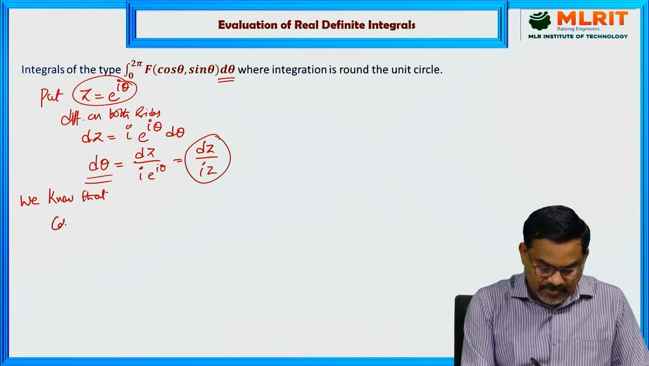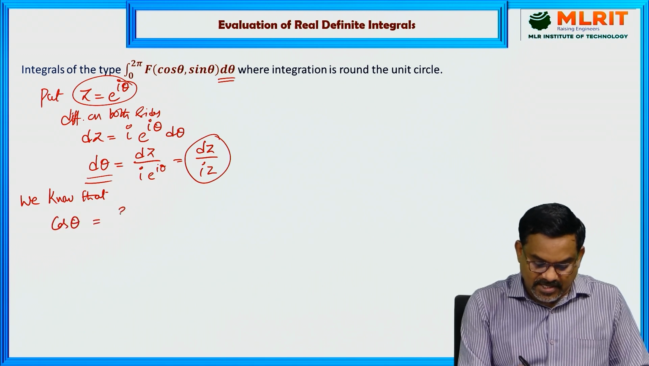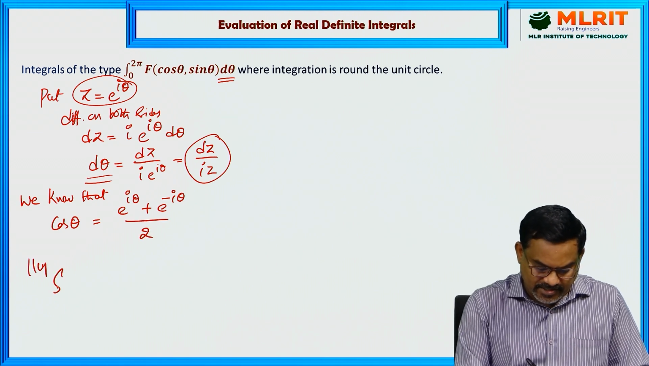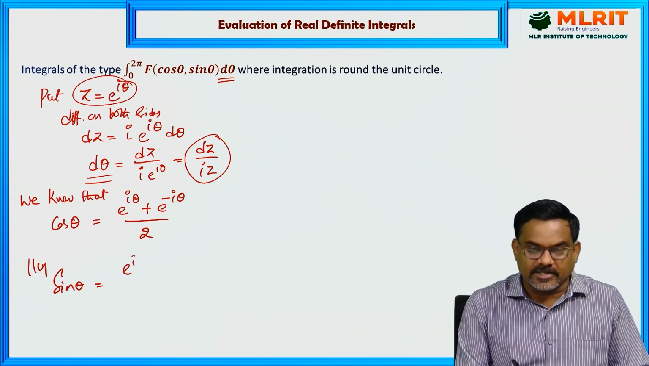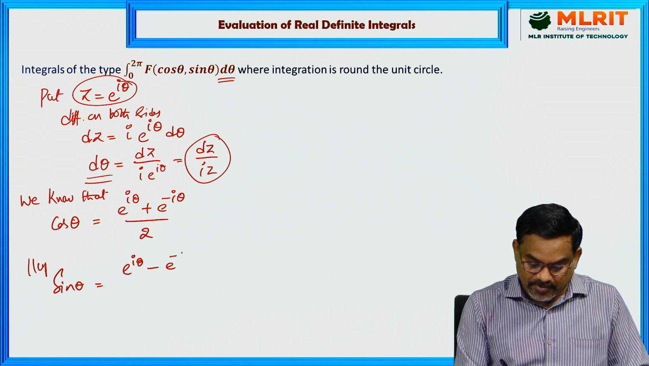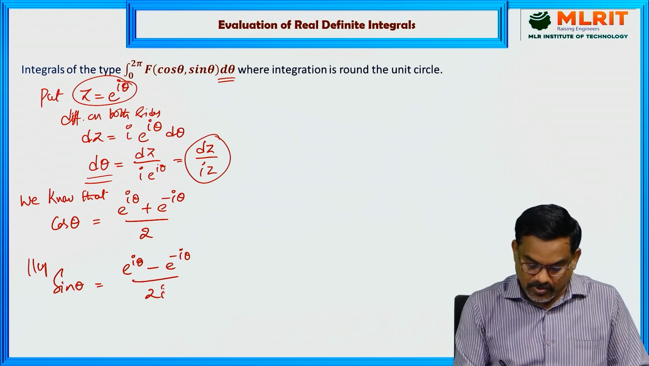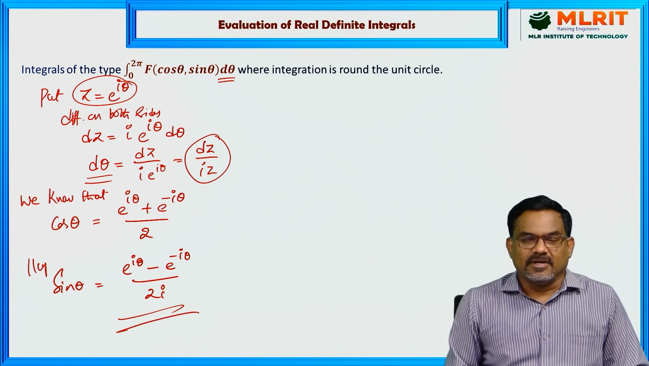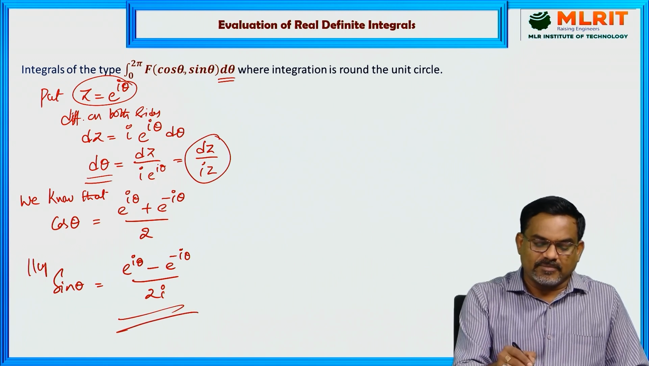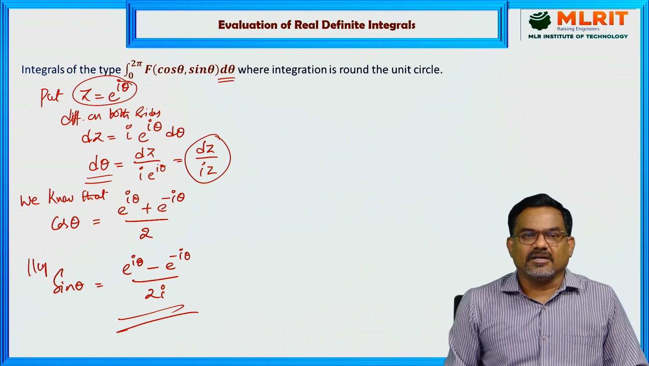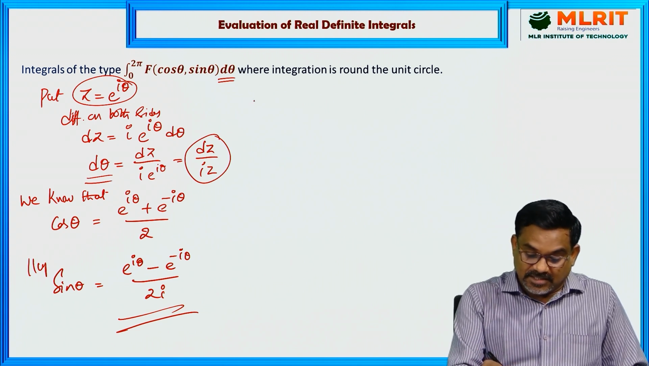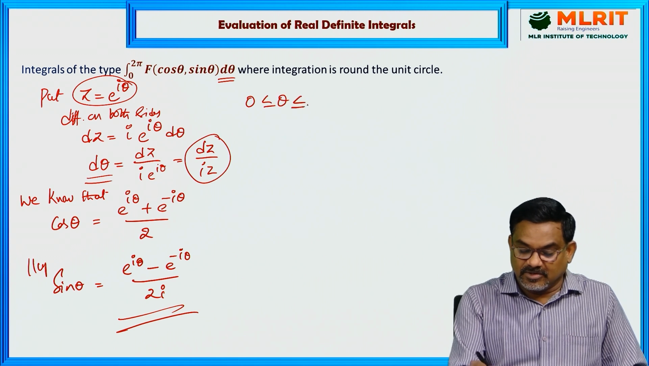So, we use this transformation and we replace d theta by dz by iz, and also we have the expression for cos theta. What is that? e power i theta plus e power minus i theta by 2. Similarly, sin theta is e power i theta minus e power minus i theta by 2i. So, we use these two transformations and we transform the function of theta into a function of z.